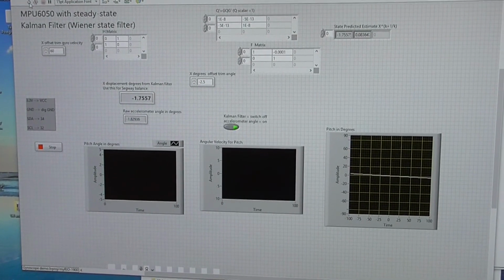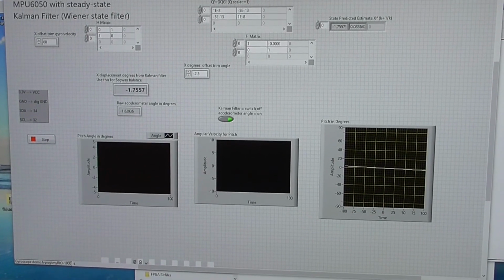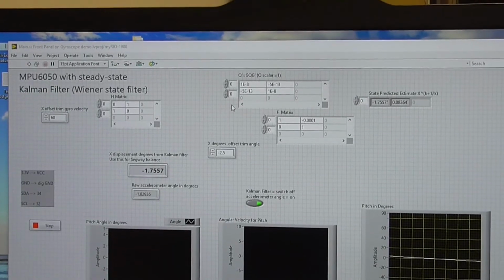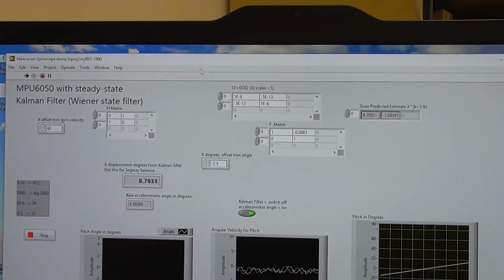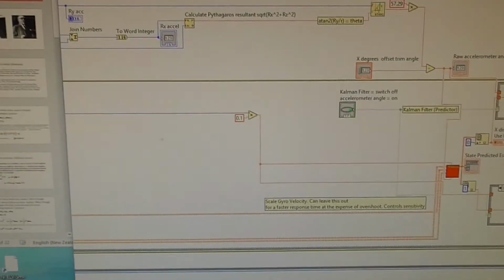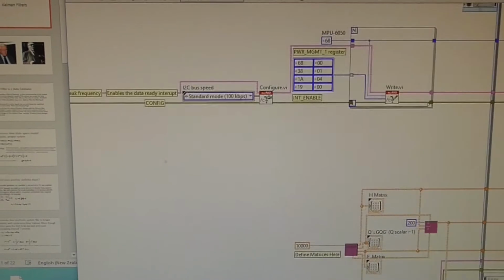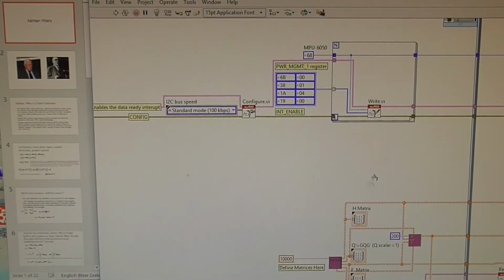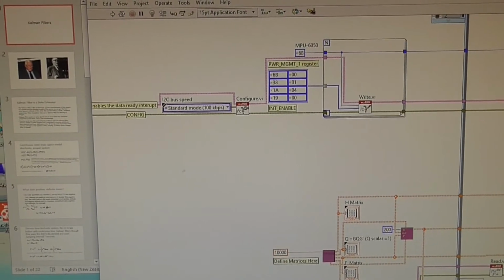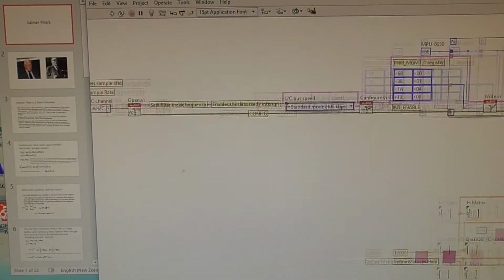What am I looking at here? It's just about to run. These are my various matrices. I'll take you through the program first before I show you it running. So here's the program over here. It's kind of big, but some of this stuff isn't mine. That's just for defining the I2C interface for the device.